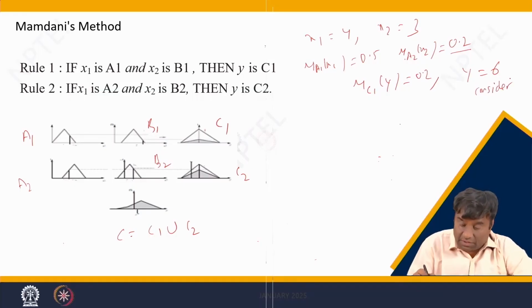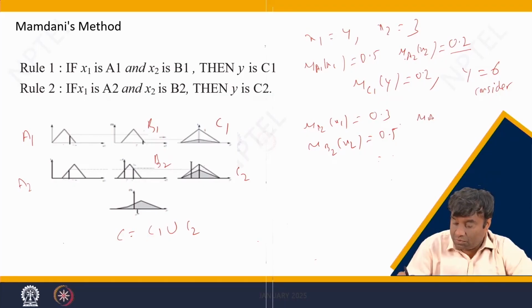Similarly here, mu A2(x1) is 0.3, mu B2(x2) is equal to 0.5. So that is the minimum, and here also we will get the minimum value, that is 0.3. So here we will get mu C2(y) equal to 0.3, and consider y2 equal to 8.